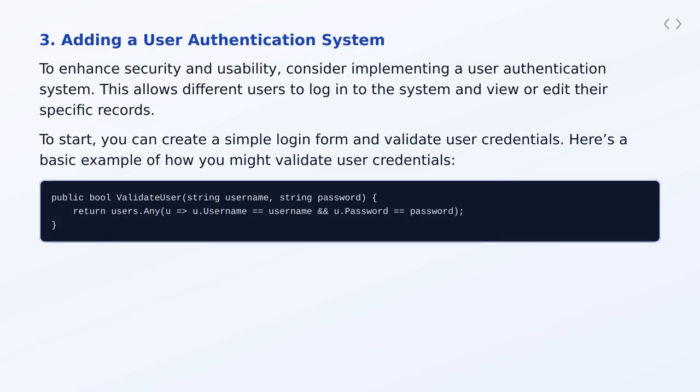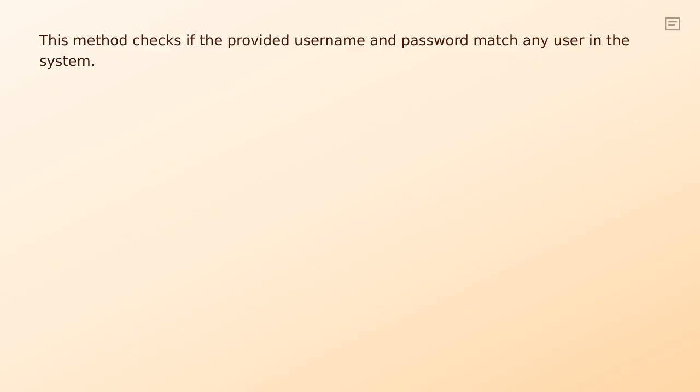Now 3. Adding a user authentication system. To enhance security and usability, consider implementing a user authentication system. This allows different users to log into the system and view or edit their specific records. To start, you can create a simple login form and validate user credentials. Here's a basic example of how you might validate user credentials. See the creation example on this slide for the request details. So, this method checks if the provided username and password match any user in the system.